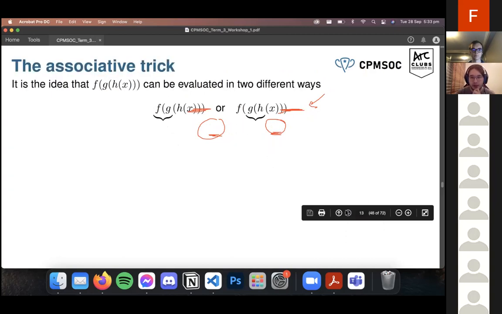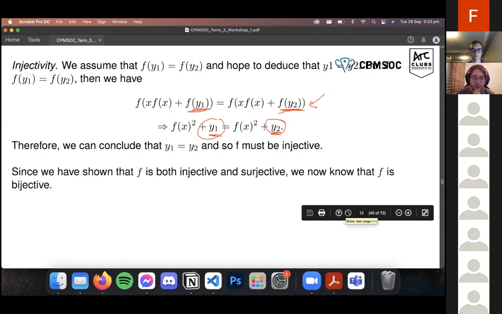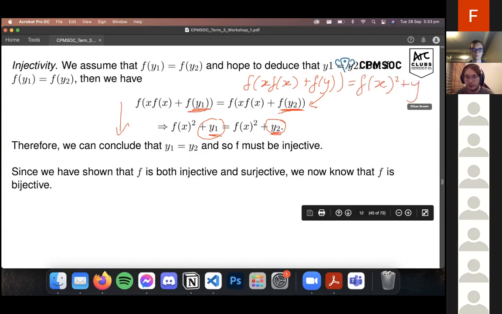How do we get from line 1 to line 2? Hang on, go back. Oh, from here to here. So the functional equation we had was f of x plus f of y is equal to f of x squared plus y, right? That's the functional equation we had, and then we just apply it to both sides, where y gets replaced with y1 or y2, depending on which half of the equation you're doing.